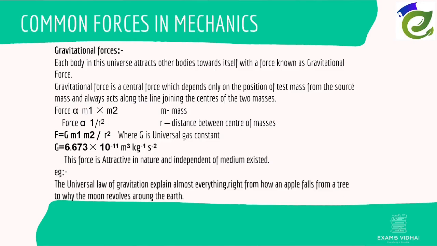Now, in order to remove the proportionality sign, we bring in G, which is known as the universal gravitational constant. That is, G is equal to 6.673 into 10 to the power minus 11 meter cube per kg per second square, and this is the SI unit of the G value. This force is generally attractive in nature and it is independent of the medium. Wherever you go, you experience this gravitational force.